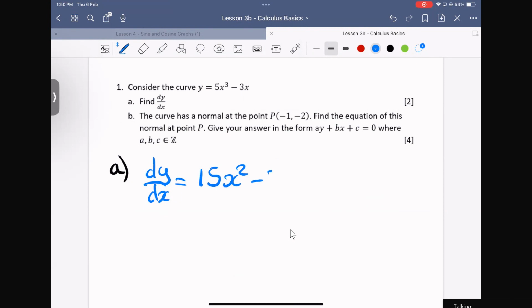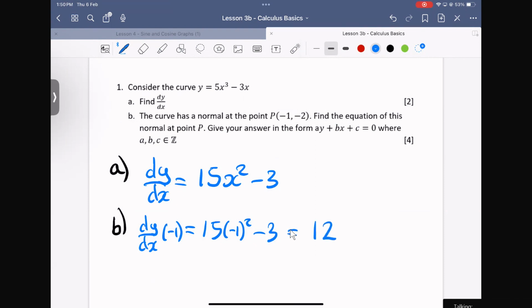15x squared minus 3. Right, then B, we need to find the curve has a normal at point P, and we have to find the equation of this normal. So our first step is to find the gradient of the tangent. We find the gradient of the tangent by taking dy/dx and inserting the x value of P, which is minus 1. That's going to give us 15 times minus 1 squared minus 3, which is 12.